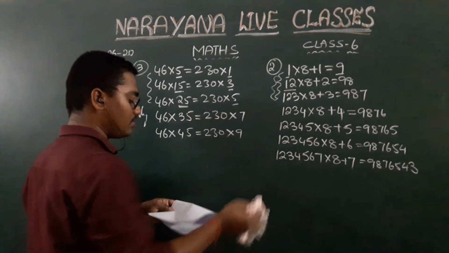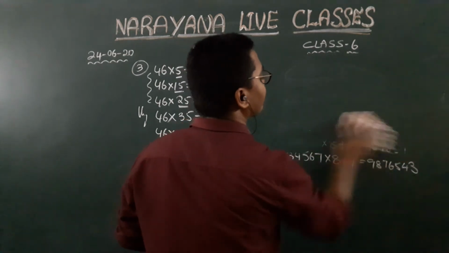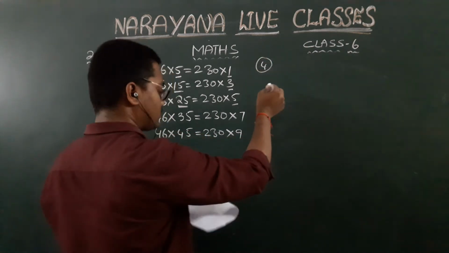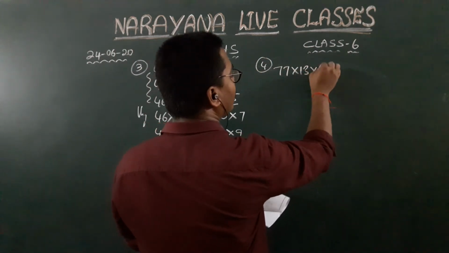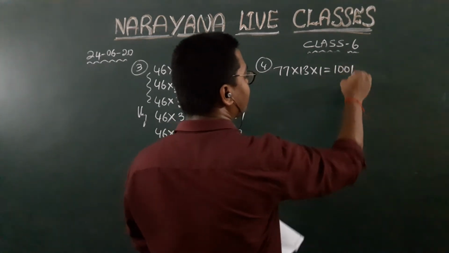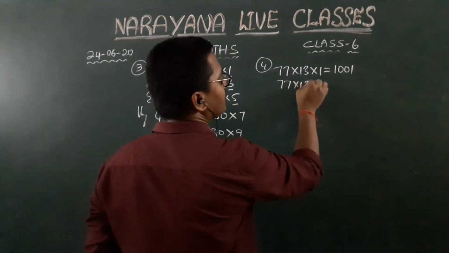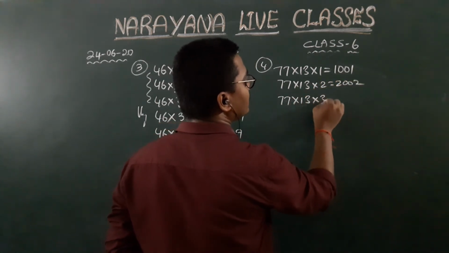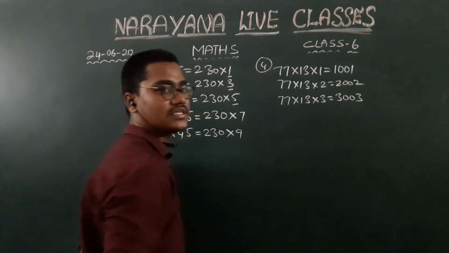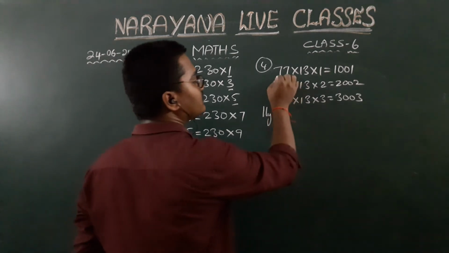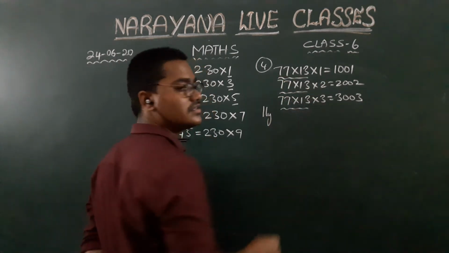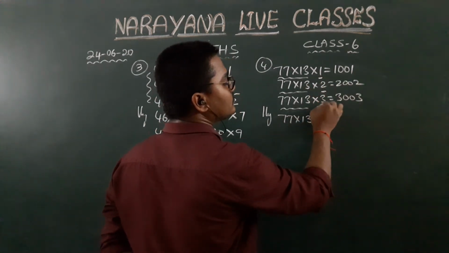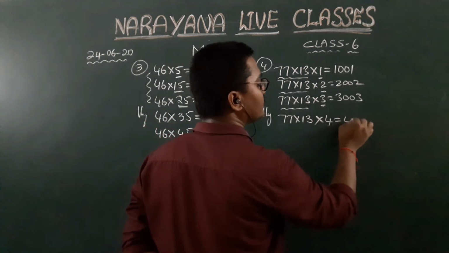Now coming to the fourth question, children. The fourth question is 77 into 13 into 1 is equal to 1001. 77 into 13 into 2 is equal to 2002. 77 into 13 into 3 is equal to 3003. If this is the question, they are asking us to find out the next 4 steps, children. 77 into 13 is the number which is common in each and every step. So you need to write down 77 into 13 as it is, into. Here it was 1, next it was 2, next it was 3. So obviously it will be 4 is equal to 4004.